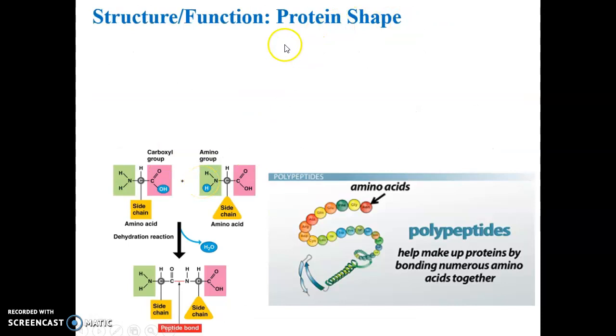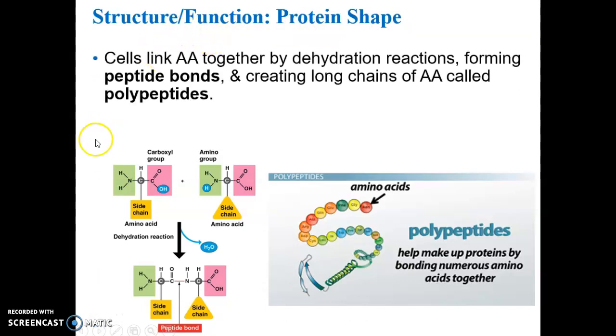Okay, so the overall structure and function, how protein structure is critically associated with its function. Cells will build polypeptides, which become functional proteins, by linking amino acids together through a long series of dehydration reactions, forming peptide bonds. Peptide refers to protein. As each amino acid is chemically linked via dehydration reaction, the water gets kicked out, forming a covalent bond between the two amino acids. It's referred to as a peptide bond because, again, peptide refers to protein.